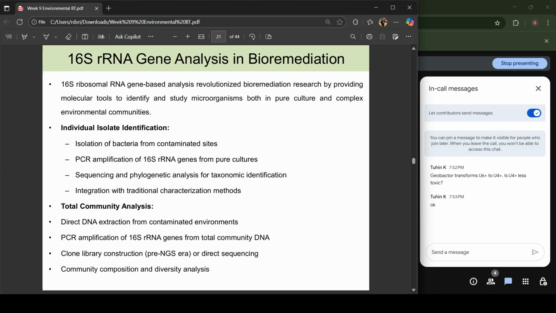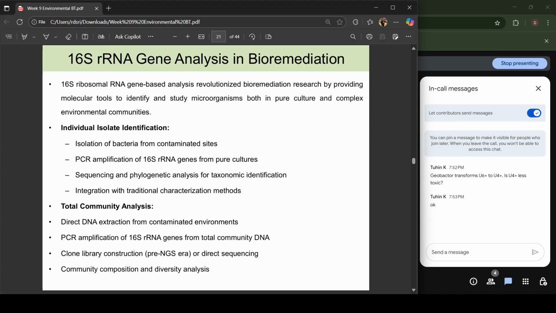16S ribosomal RNA gene based analysis was one of the revolutionary things that happened in bioremediation research. It provided the molecular tools to identify and study microorganisms both in pure culture and complex environmental communities. So, this eliminated the need for culturing.